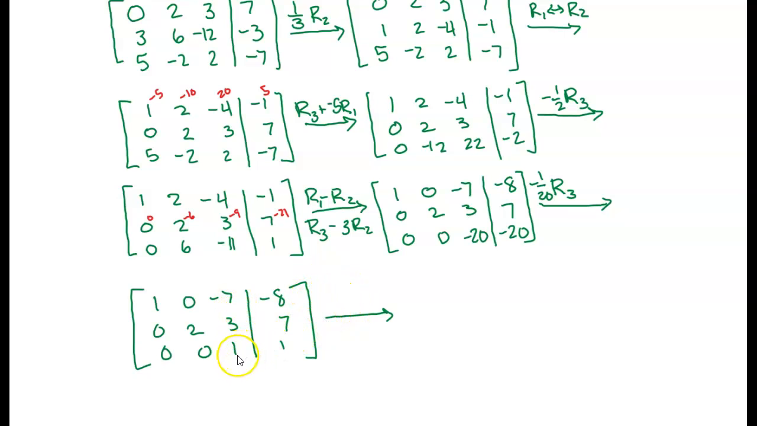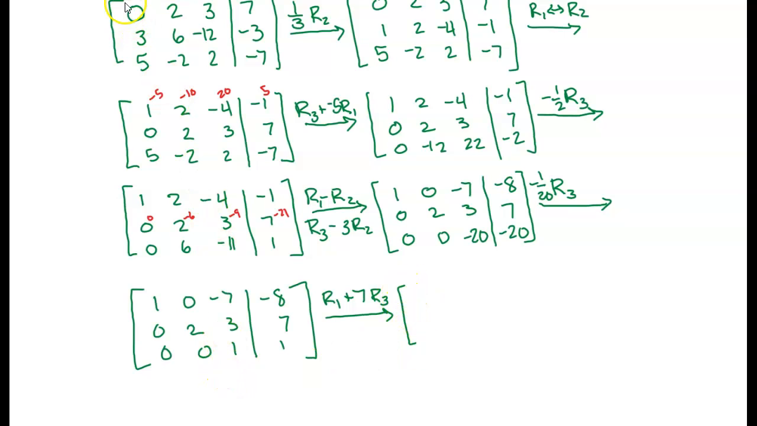Because now I'm going to go ahead and work on the third column. And I want the third column to be a 0, and then a 1. And so I'm going to use the last row to zero out the values in the column above. All right, so I'm going to take row 1, and I'm going to add 7 times row 3.